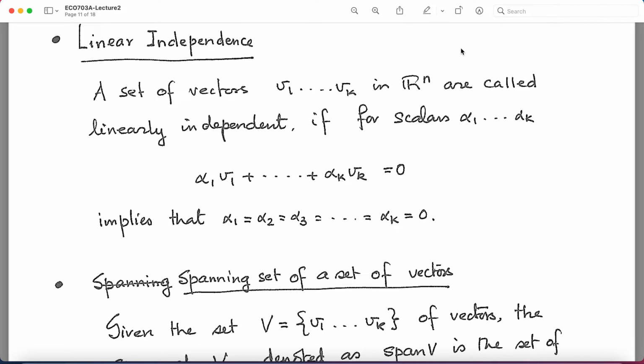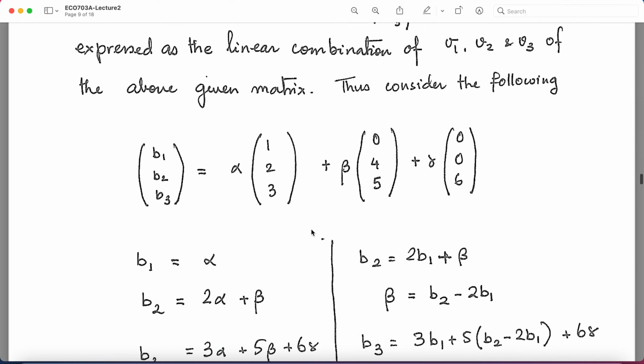So, a set of vectors v1, v2, ..., vk are called linearly independent if for scalars alpha 1, alpha 2, ..., alpha k, whenever I have this expression alpha 1 v1 plus alpha 2 v2 plus ... alpha k vk equal to 0, this all must reduce to 0, just as this had reduced to 0 basically.